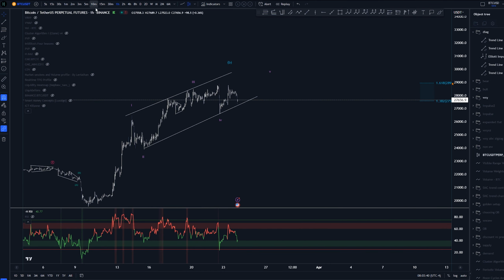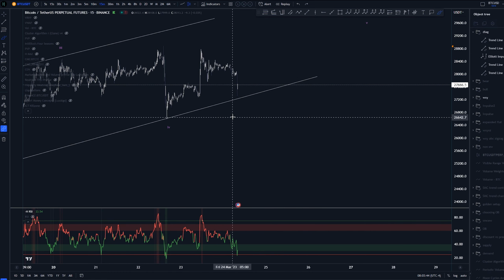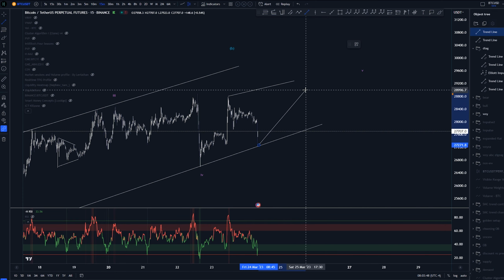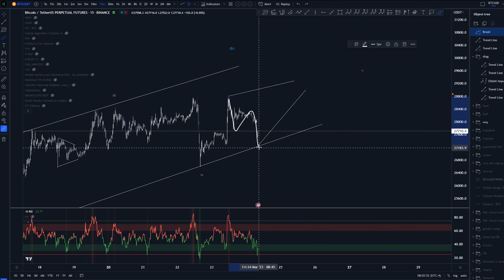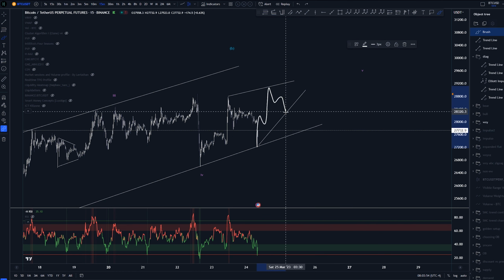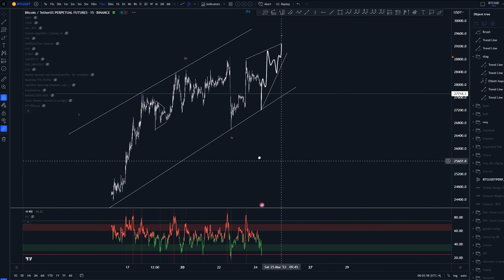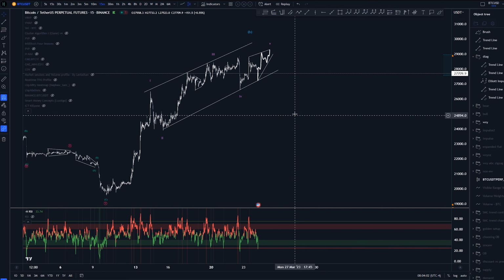The way we can rally here, since we had a 3-wave structure in here, is that the only possibility is another diagonal. This would become a wave 1, this would become a wave 2, 3, 4, and 5. And at that point, I would be expecting this to stop, even with this count, which is the more bullish count.